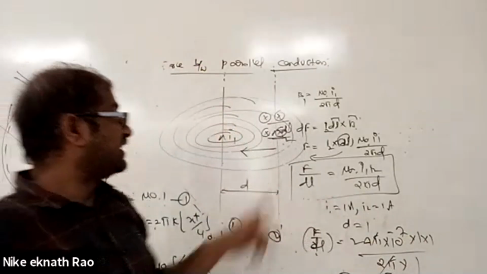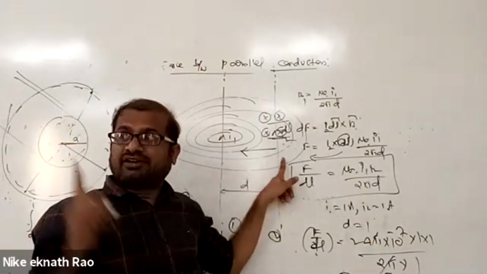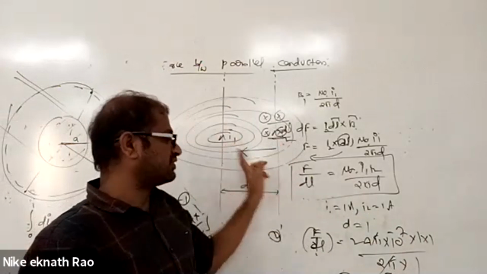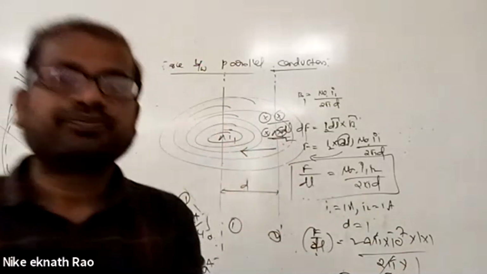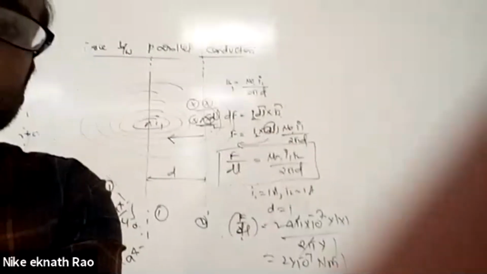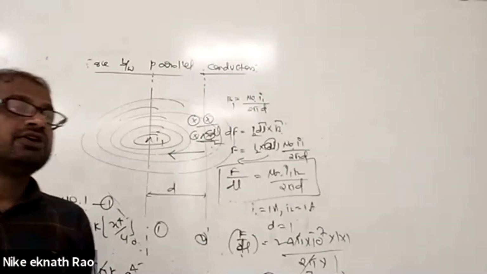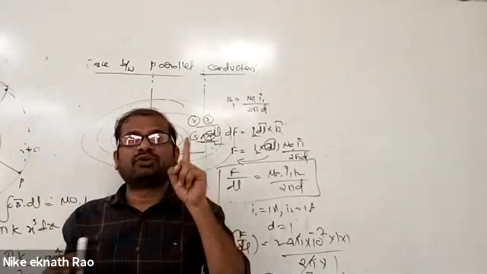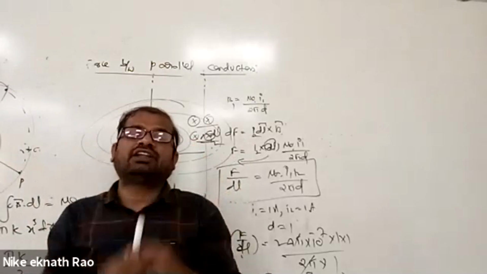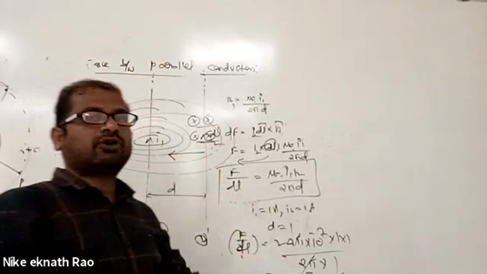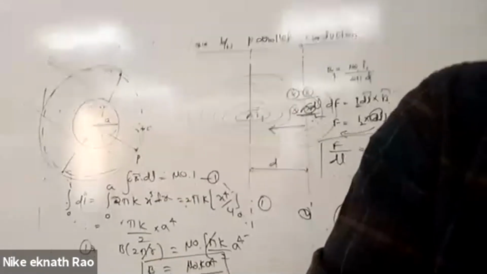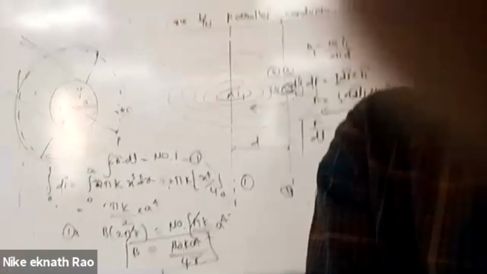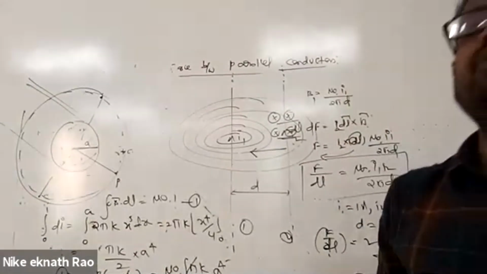So 1 ampere is that current which flows between two conductors when they are separated by a distance of 1 unit, if they experience the force of attraction or repulsion per unit length equal to how much? 2 into 10 to the power minus 7 Newton per meter. So if I have two conductors separated by unit distance, they are said to carry 1 unit current, 1 ampere, if the force per unit length of the conductor is 2 into 10 to the power minus 7 Newton per meter. Then only we say the current between them is 1 ampere.